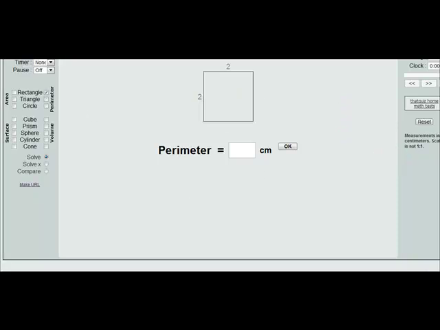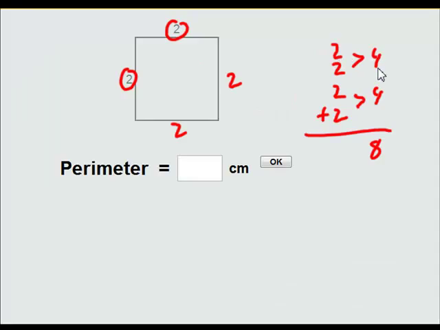Here we have a square. It is 2 on this side, and 2 on this side, 2 on this side, and 2 on this side. So we could add that together. 2 plus 2 plus 2 plus 2 equals: 2 plus 2 is 4, 2 plus 2 is 4, and 4 plus 4 is 8. So our perimeter here is 8 centimeters.